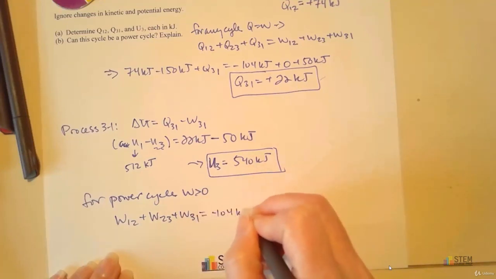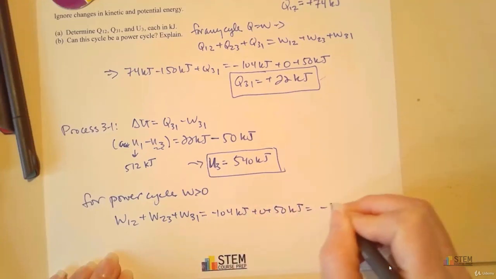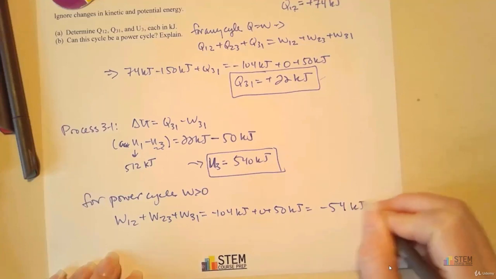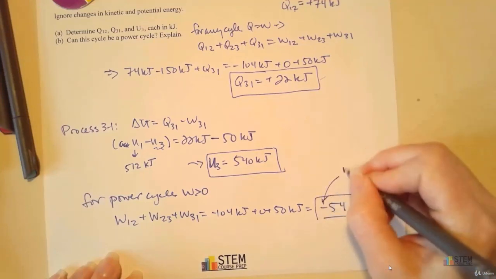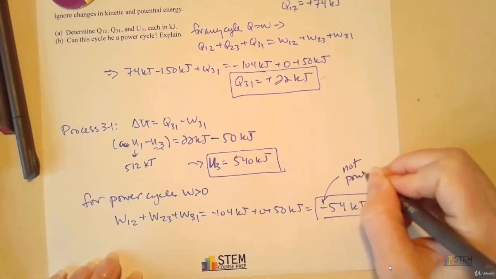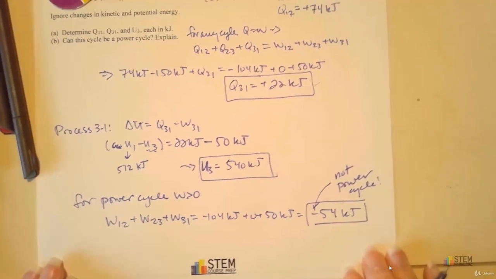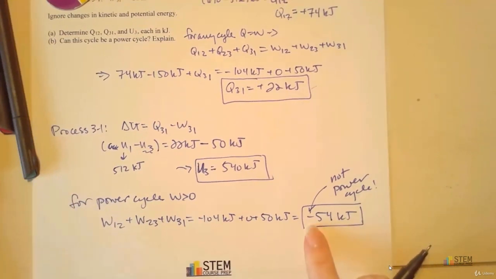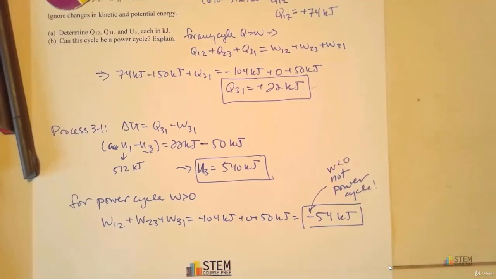We're going to have negative 104 plus 0 plus 50. That gives you negative 54 kilojoules. Since it's negative, it's not a power cycle. Because if it was a power cycle, this would be positive. Because that would mean work was being done by the system, not on the system. Okay, so that's how you go about working that problem.